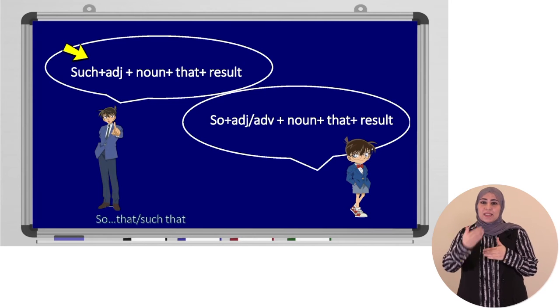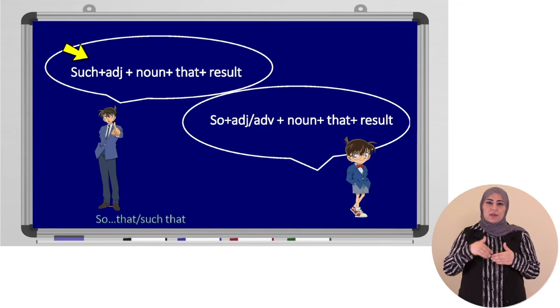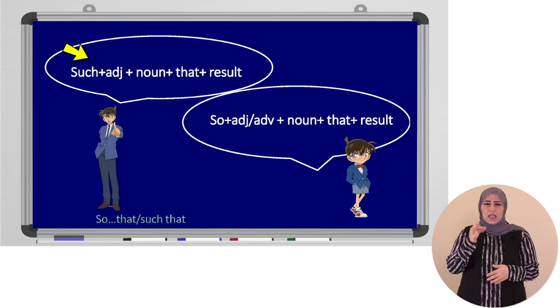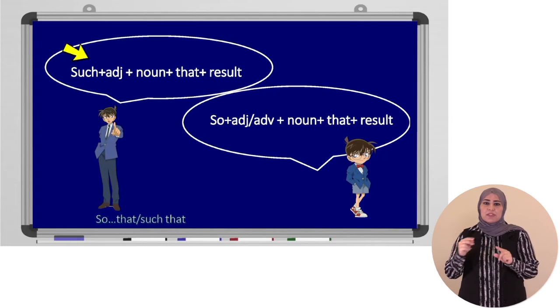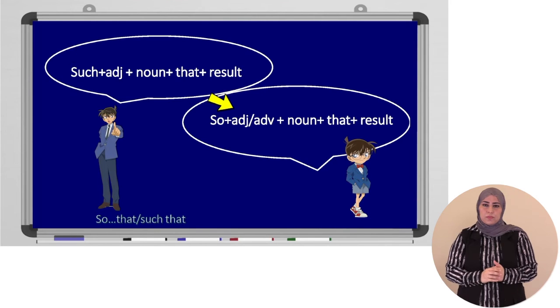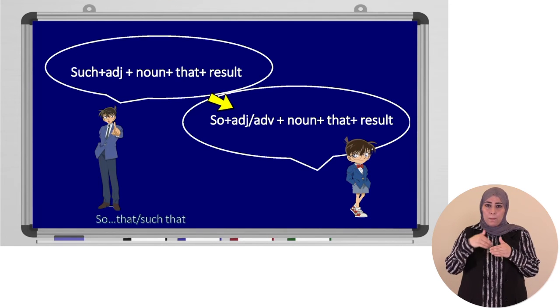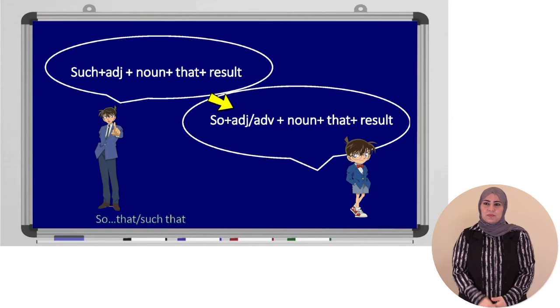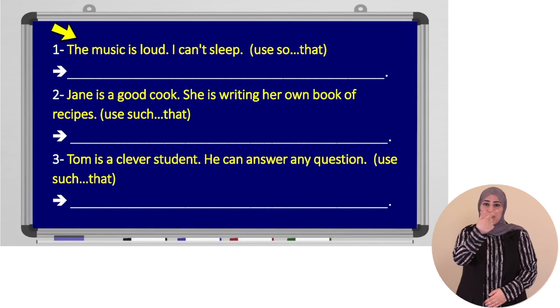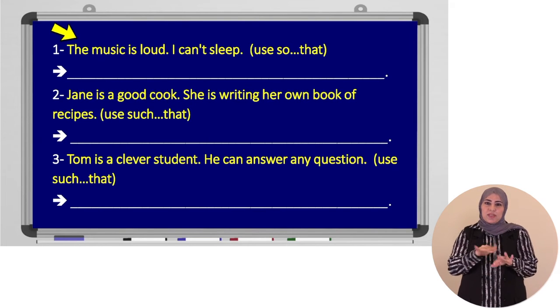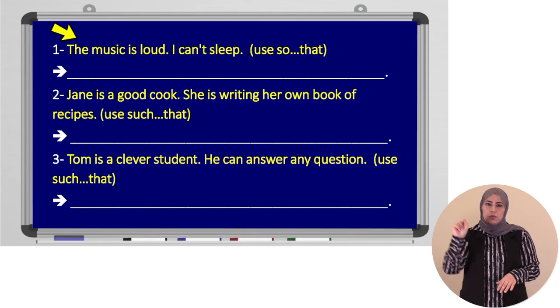So if you're going to use such that, you'll have such, and it will be followed by an adjective plus a noun, and then that, and then after that, what comes after that? Yes, comes the result. The same thing with so plus adjective or adverb plus noun plus that plus the result. Let's try to apply them here. The music is so loud, I can't sleep. I want you to use so that. So you're going to be simply filling it in.